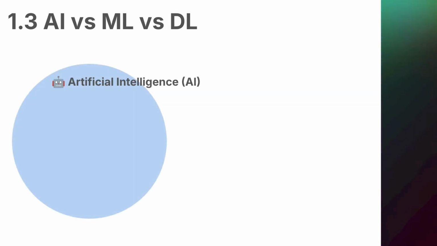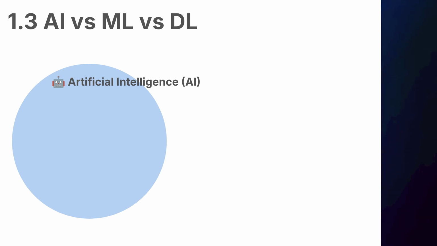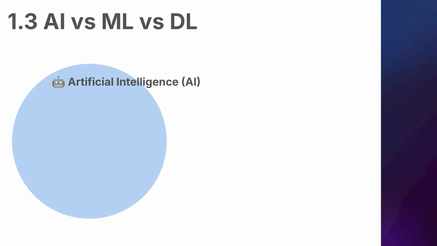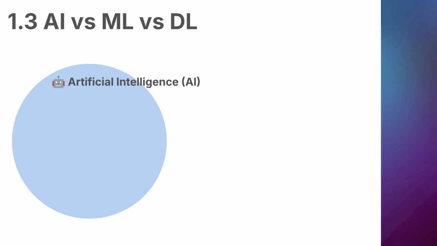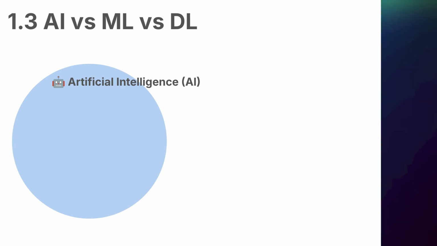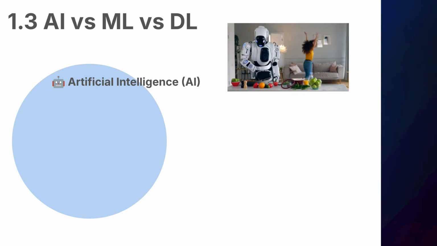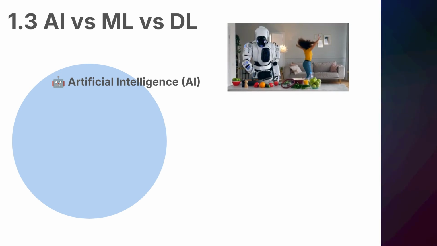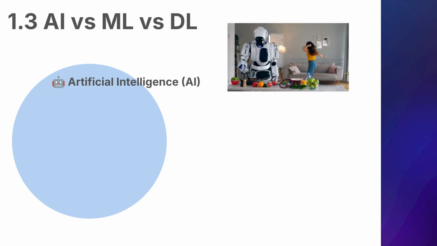3. AI, machine learning, and deep learning. AI is the broadest concept. It refers to machines or systems that can perform tasks that usually require human intelligence, like thinking, learning, or problem solving. For example, a robot that can walk, recognize your voice, and answer questions.